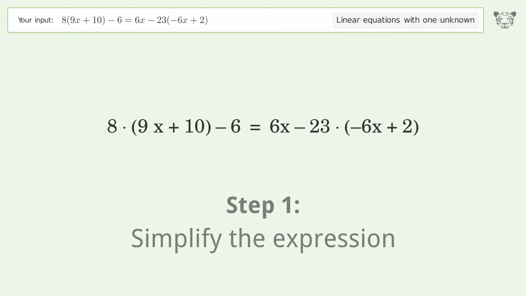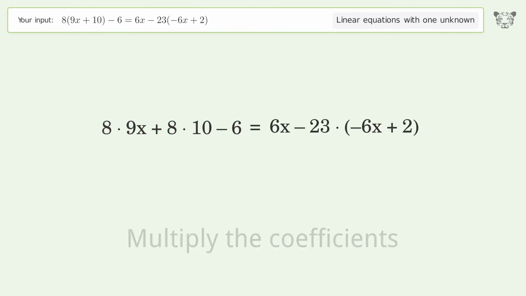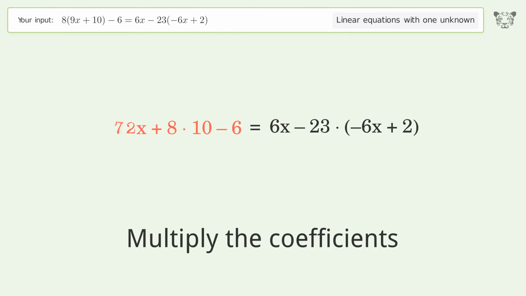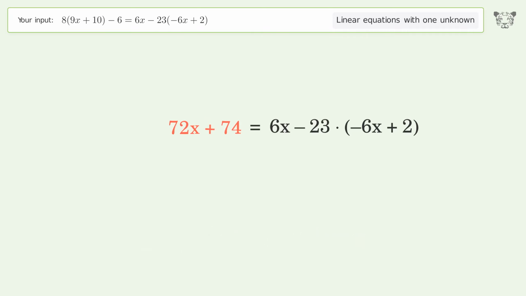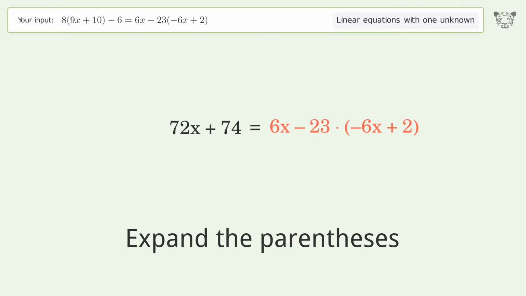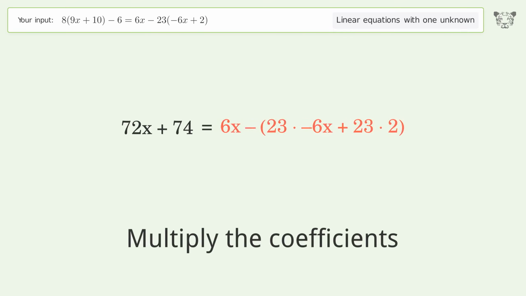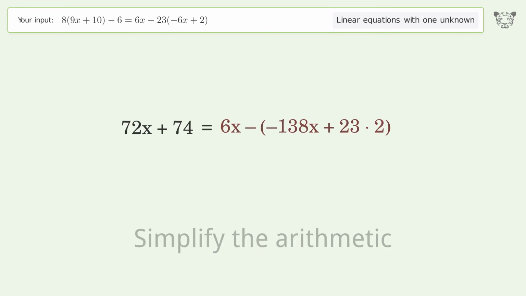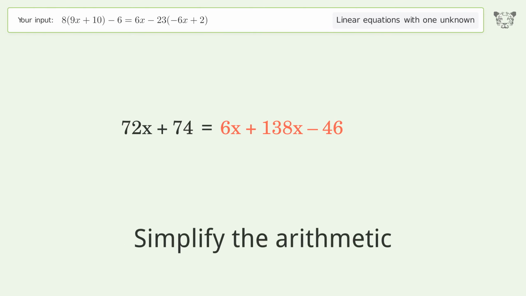Simplify the expression. Expand the parentheses. Multiply the coefficients. Simplify the arithmetic. Expand the parentheses. Multiply the coefficients. Simplify the arithmetic. Expand the parentheses. Simplify the arithmetic.